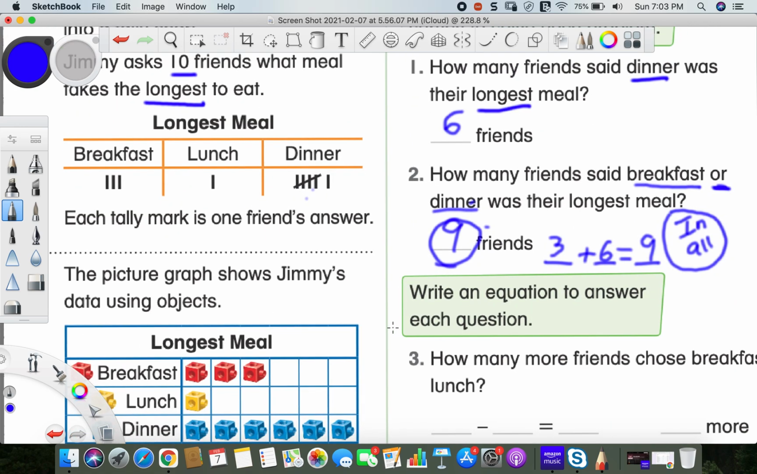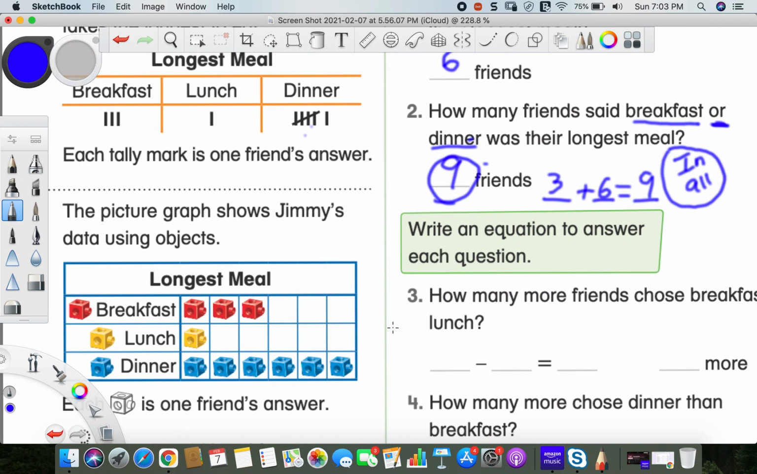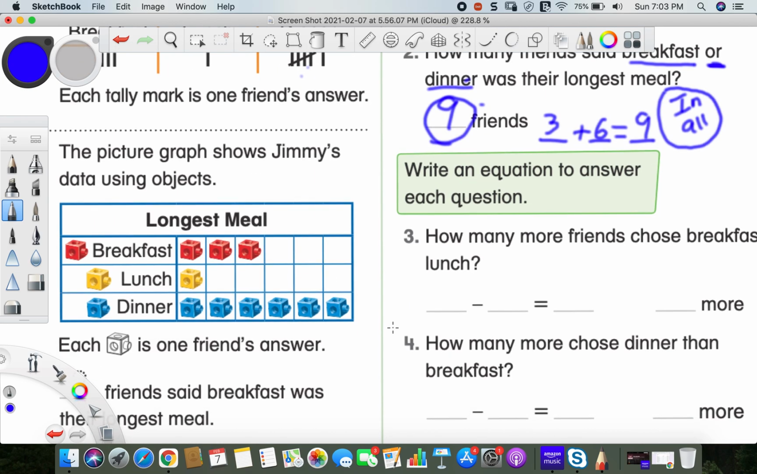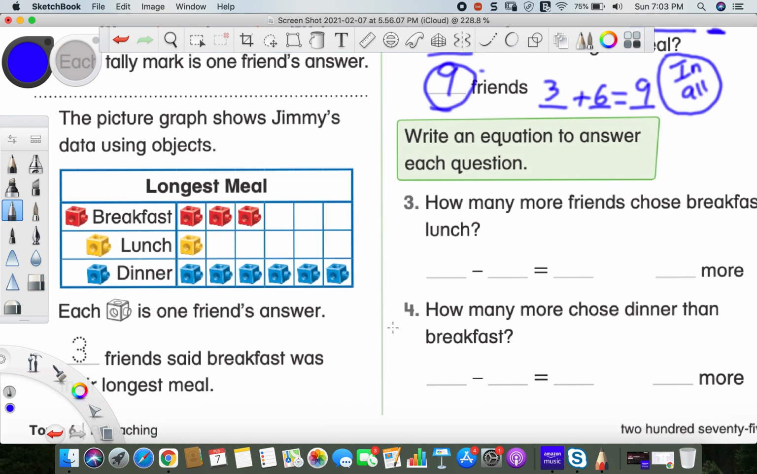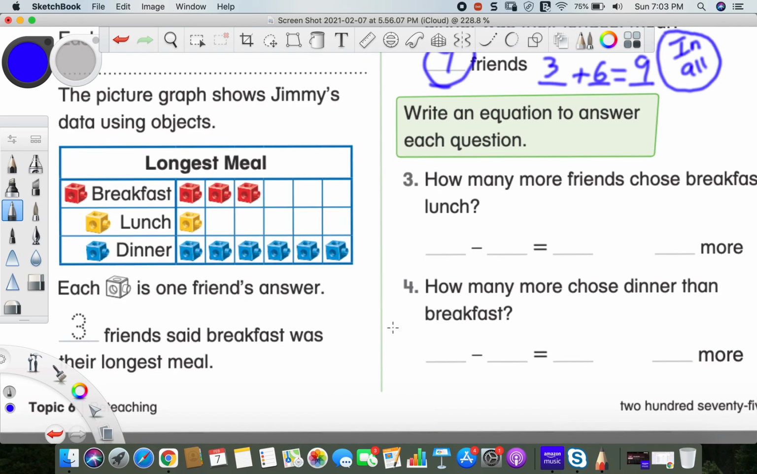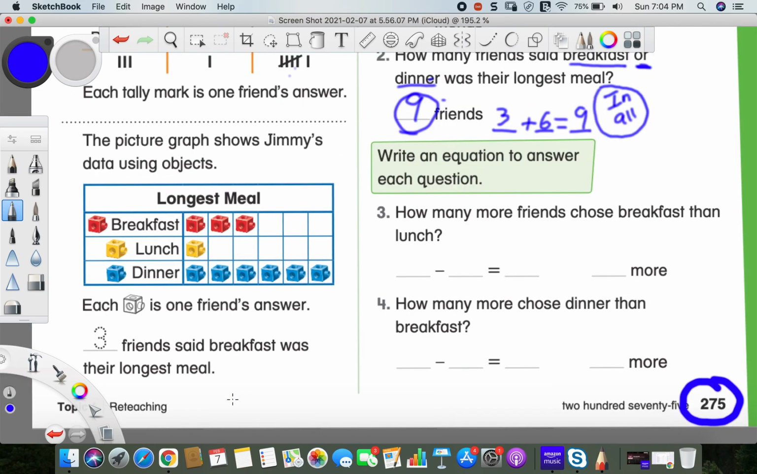All right, and now we're going to scooch on down the paper, and we're going to move on to a picture graph. I think picture graphs are just fun. Let me shrink this down just a smidge. There we go. Perfect.